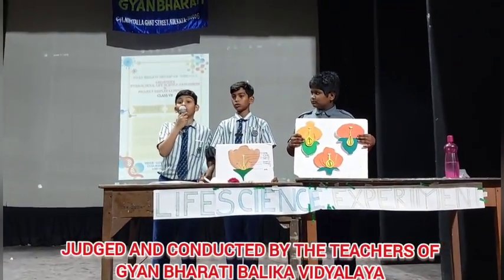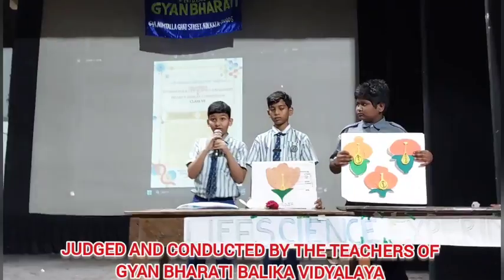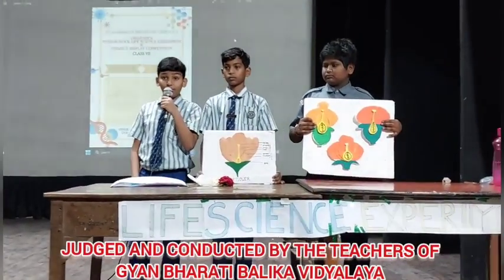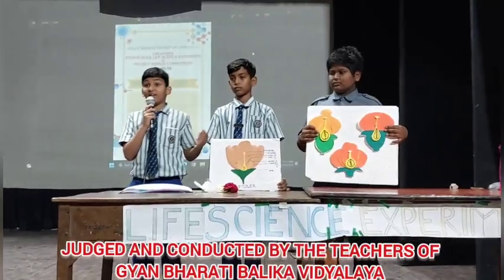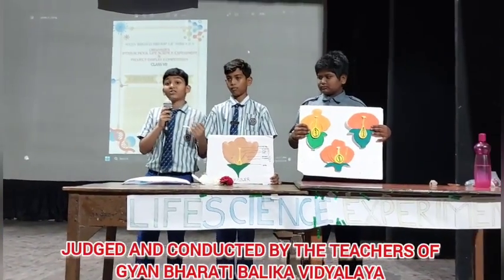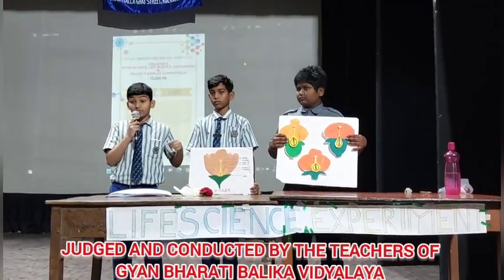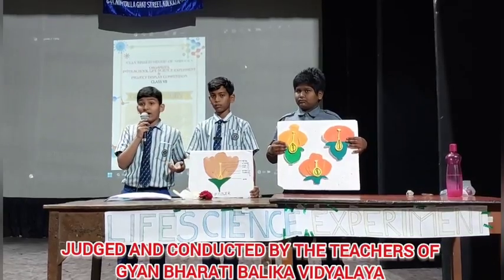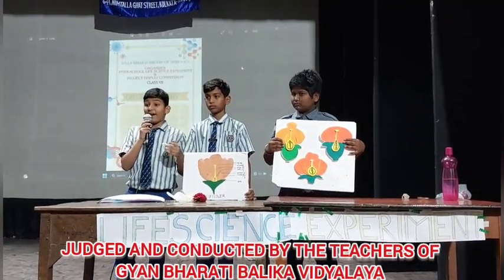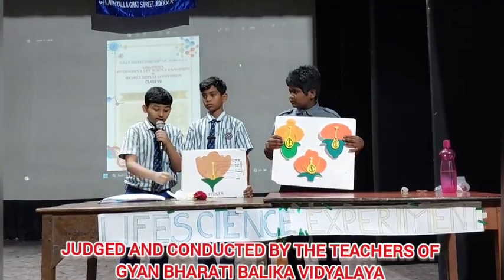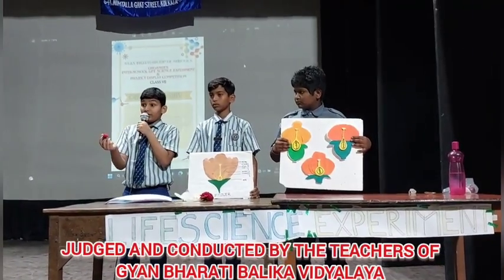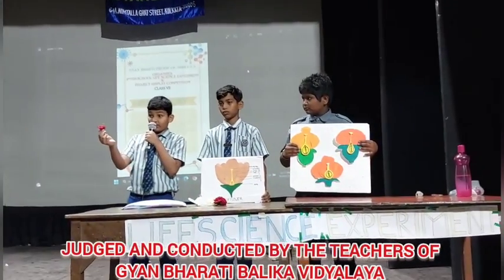Today I am going to show different types of flowers. Flowers are either complete or incomplete. By the name, we can understand that a complete flower has all four parts: calyx, corolla, androecium, and gynoecium. Here, this hibiscus flower is a complete flower.